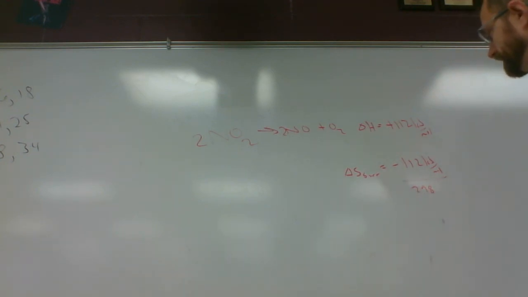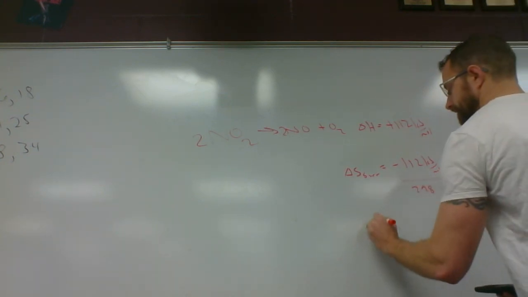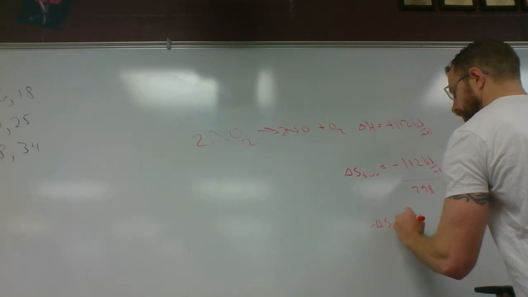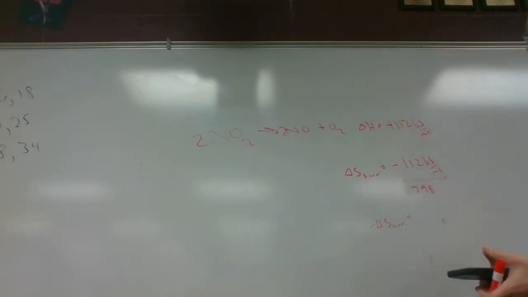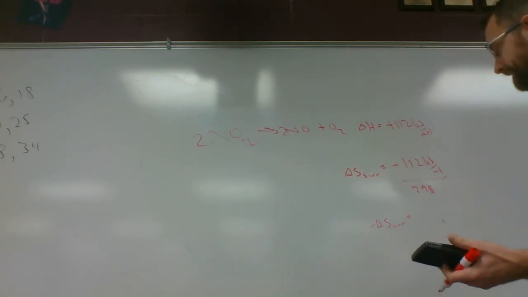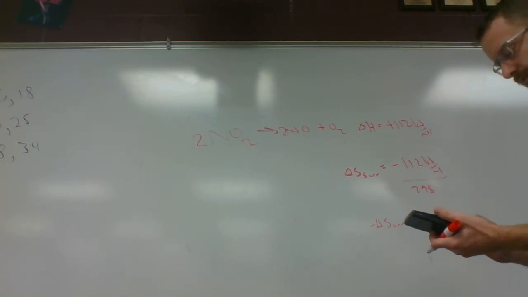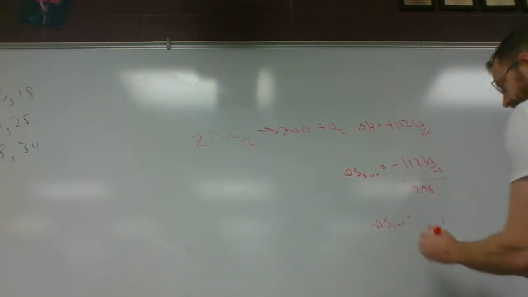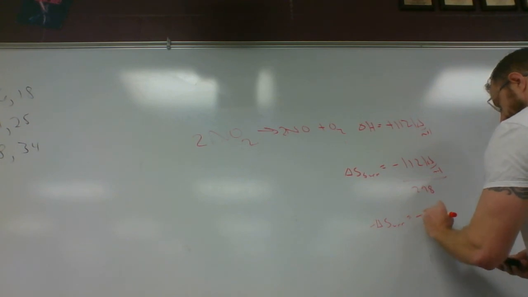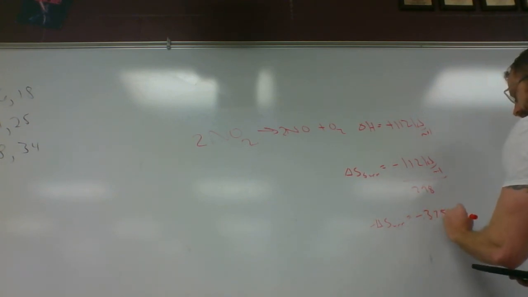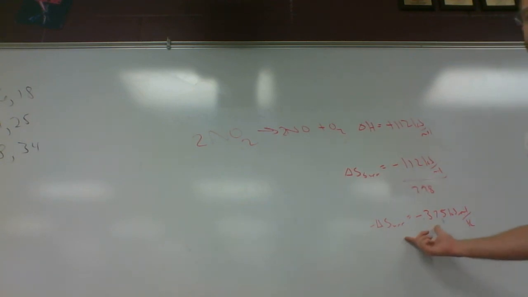So this is going to give us a negative delta S. So that means the surroundings are going to become more ordered. It's going to get colder. That's going to lead to it not happening as well. So 112 divided by 298 gives us a negative 0.375 kilojoules per mole Kelvin. So the surroundings are leading us to this not happening.